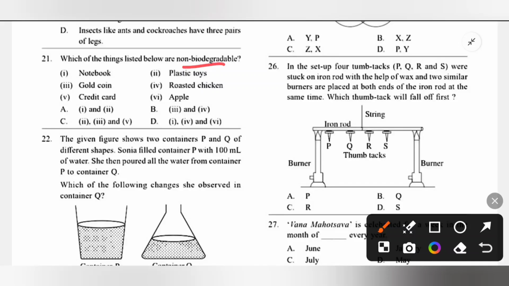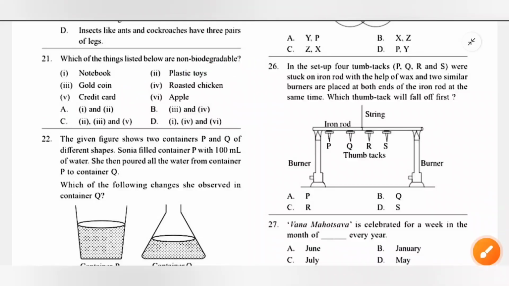21. Which of the things listed below are non-biodegradable? So we know non-biodegradable objects are those which are not decomposed by microorganisms. Okay, so here gold coin, credit card, plastic toys are non-biodegradable. Notebook, roasted chicken and apple are biodegradable. Okay, so 2, 3 and 5. So option C is the correct answer.